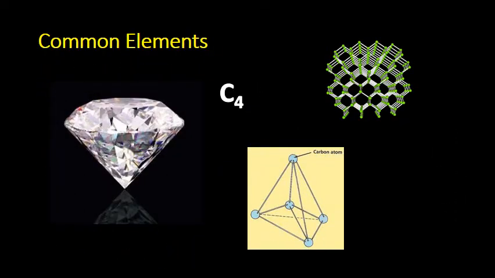A diamond. A diamond is an element. It's made up of carbon atoms, all stuck together. Up here, I like this picture because it shows a bunch of these structures stuck together, and you can see that beautiful diamond pattern in it.